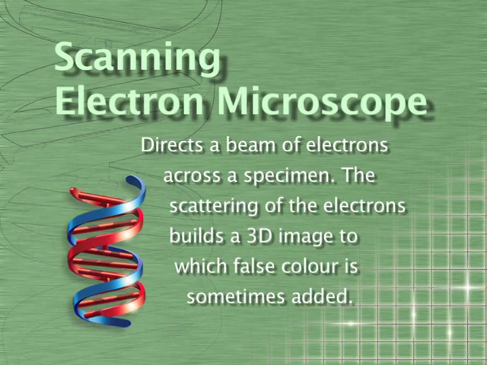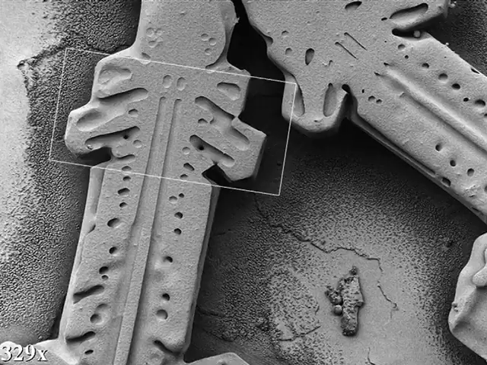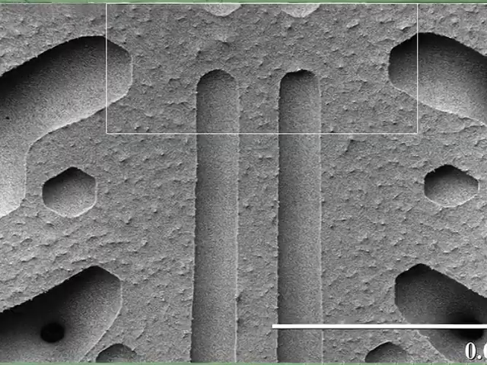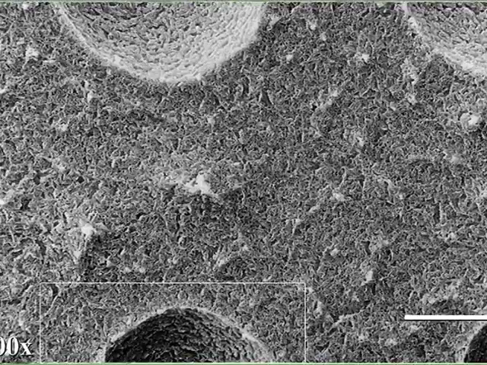The scanning electron microscope directs a beam of electrons from above onto a prepared whole specimen. Depending on the contours of the specimen, the electrons will be scattered, and thus a 3D image of the specimen will be developed. Sometimes colour is added to give a false colour image.